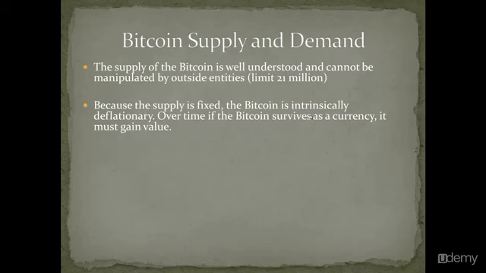Because the supply is fixed, the currency is intrinsically deflationary. You may have heard things like 98% of the value of the US dollar has been destroyed since 1913, and that's absolutely true. If you held $1 in 1913, today's dollar is only worth 2% of that. Whereas the Bitcoin is intrinsically deflationary, which means that every single year, if it survives as a currency, it has to gain value because there is going to be more demand, whereas the supply is relatively fixed in relation to demand, the value per Bitcoin will go up.